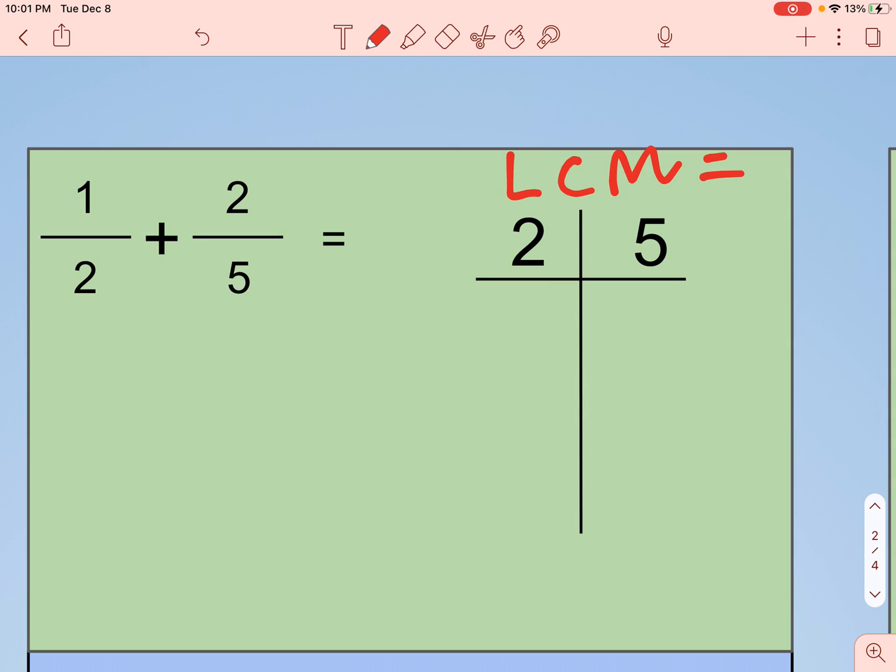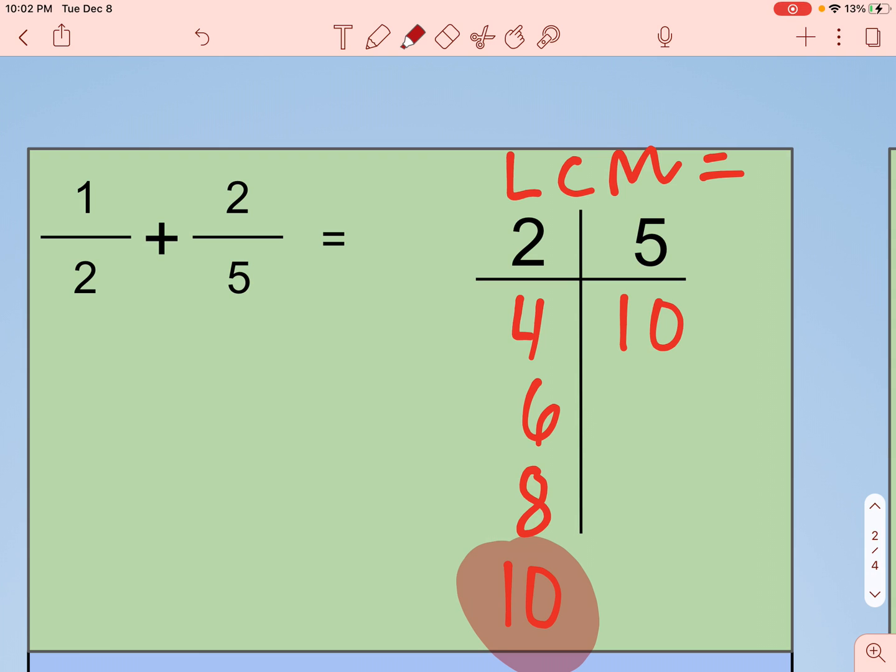Counting by 2s, let's see, I have 2, 4, 6. Counting by 5s, I've got 5, 10. I'm going to go back to the 2s again. 2, 4, 6, 8, 10. Oh, there we go. I got it. There's my lowest common multiple. We got 10. That's the lowest common multiple of 2 and 5.